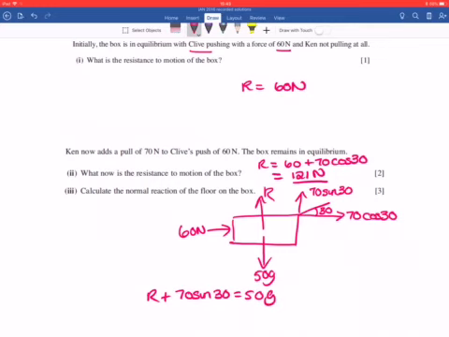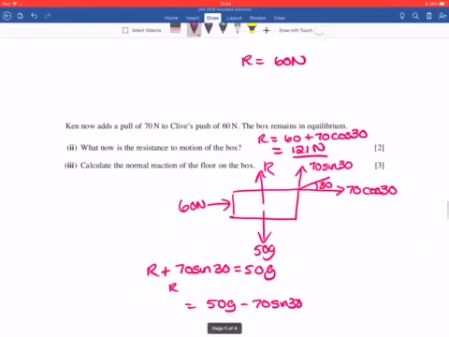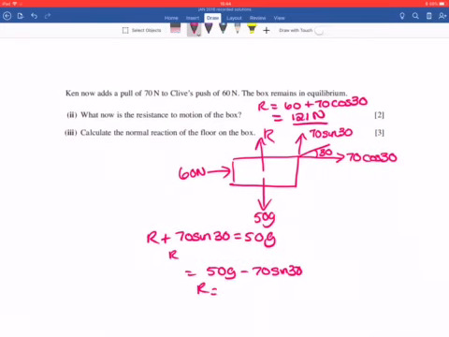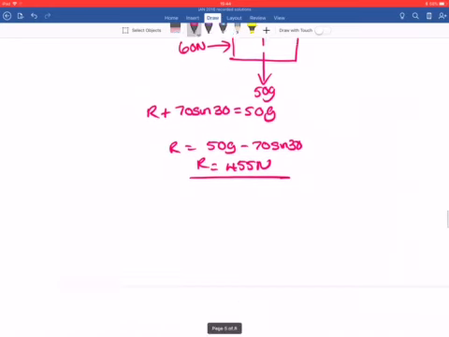So R equals 50G minus 70 sine 30, and you should get R equals 455 newtons. Let's just put that there, tidy that up. Okay, so we've done the resistance, we've done the normal reaction.